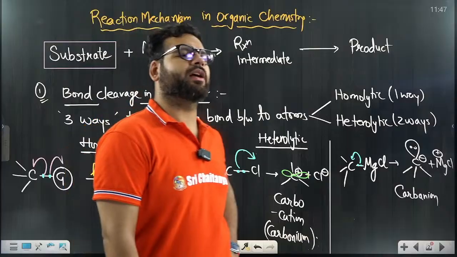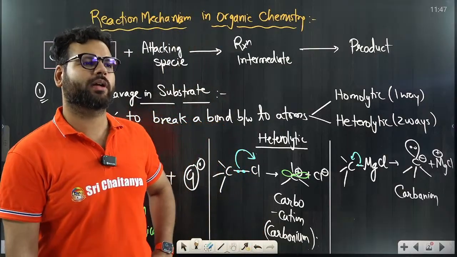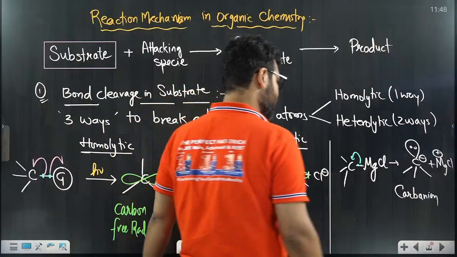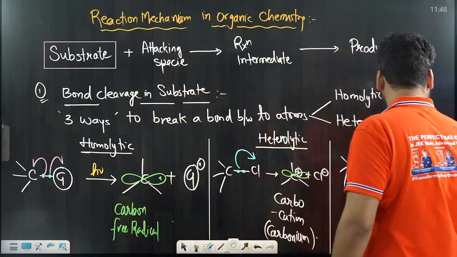Sir, conversion of cyclohexene to cyclohexanol can be conveniently achieved by adding water into it. Acidic hydration we call it. Okay, next one.